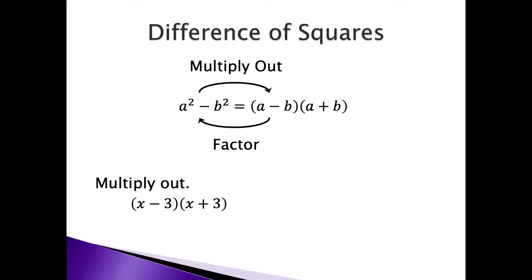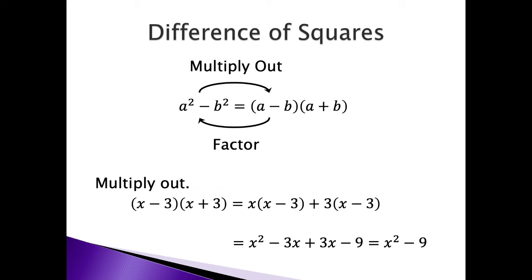When I factor, I have a squared minus b squared. When I factor that, I get a minus b times a plus b. So if I want to multiply x minus 3 times x plus 3, then when I multiply that out, I'm going to get x times x minus 3 plus 3 times x minus 3. So that gets me x squared minus 3x plus 3x minus 9, which is x squared minus 9.